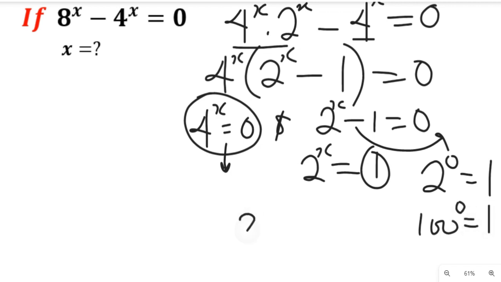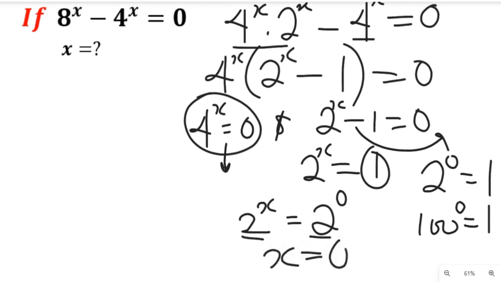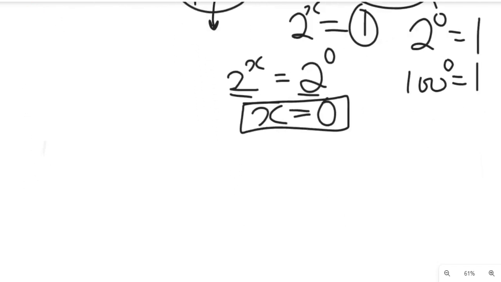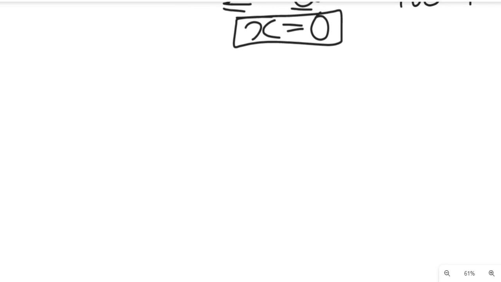So we can write 2 to the power of x equal to 2 to the power of 0. Since we have the same base, the power will equate. So x will be equal to what? 0. So the solution to that exponential equation, x, will be equal to 0. Now that is the first part, that's the first solution using the first method.